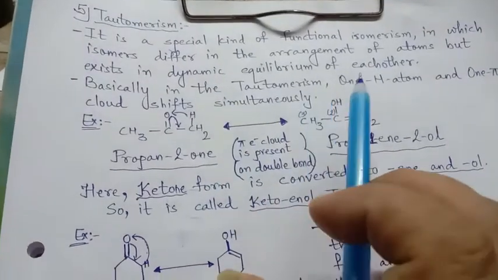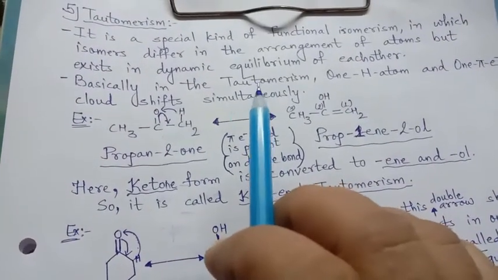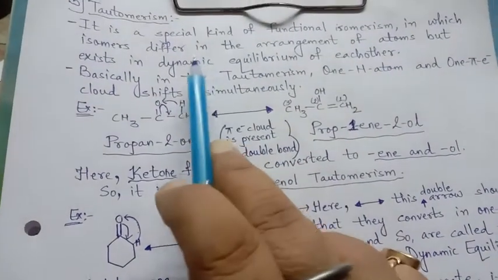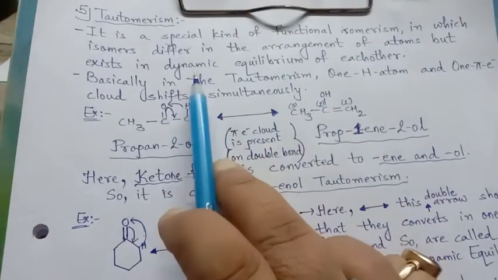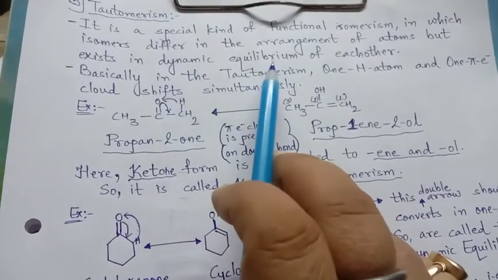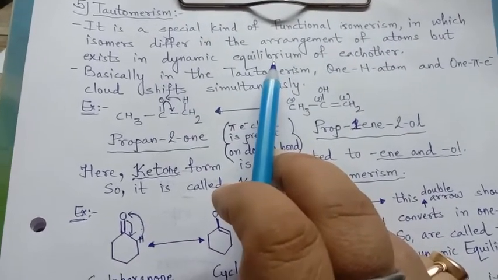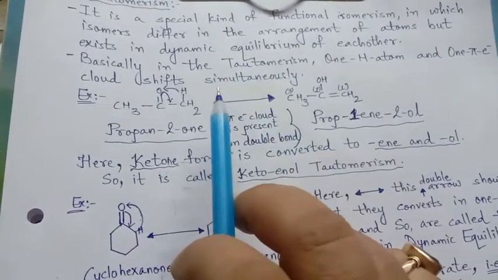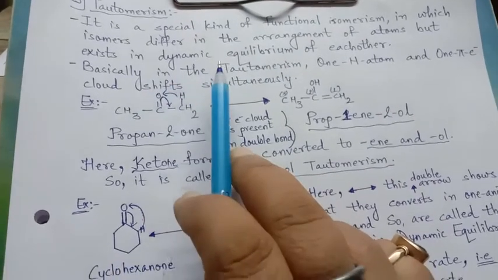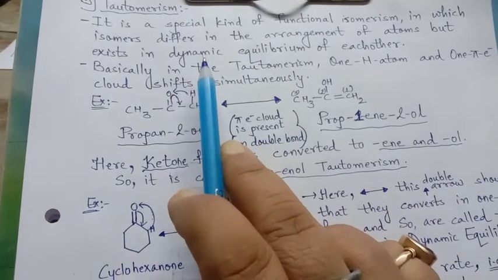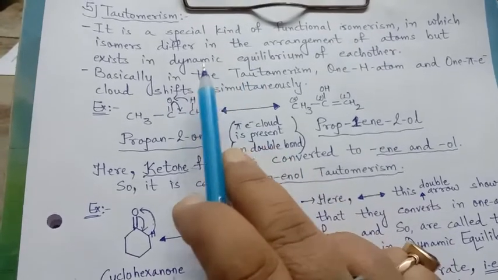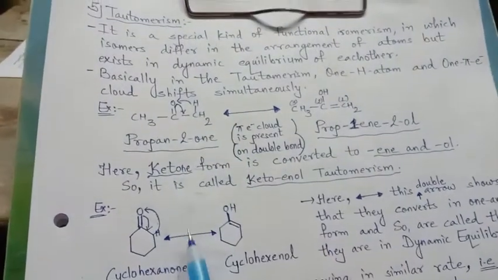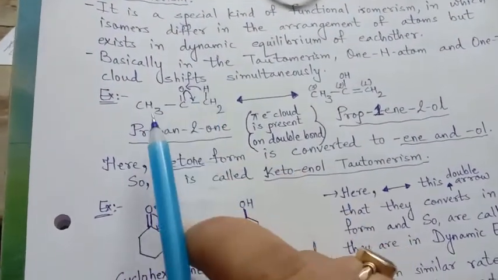There is a different arrangement of atoms, and they exist in dynamic equilibrium. Dynamic equilibrium means moving. Equilibrium means at an equal rate. So when the forward and backward reactions take place at the same rate, it is termed dynamic equilibrium. When we see the examples, it will be easily understood.